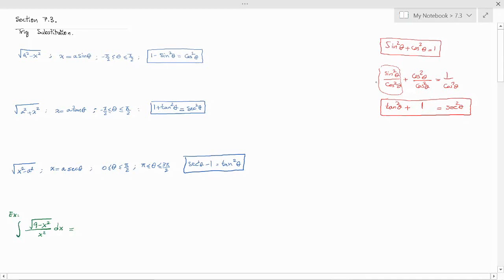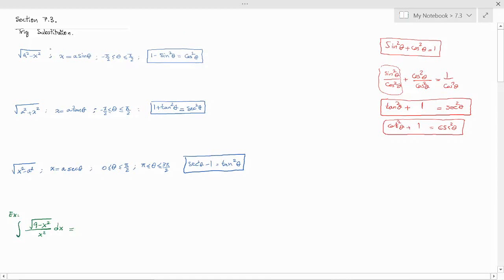Okay, we're going to use these identities. You can create similar identities for cotangent. Something like cotangent squared theta plus 1 would be cosecant squared theta. These are the consequences of simply the first identity, the Pythagorean identity.